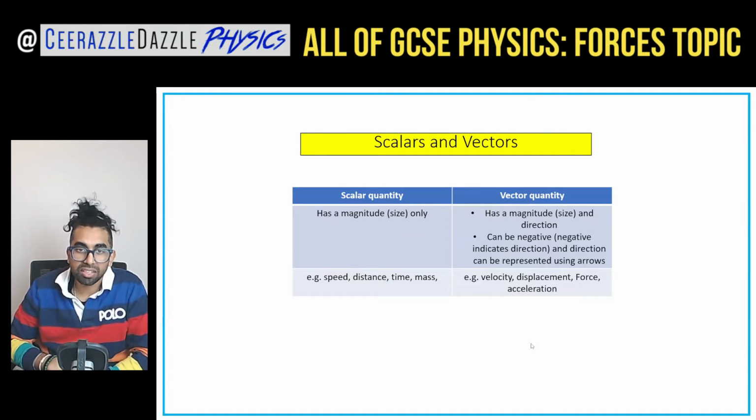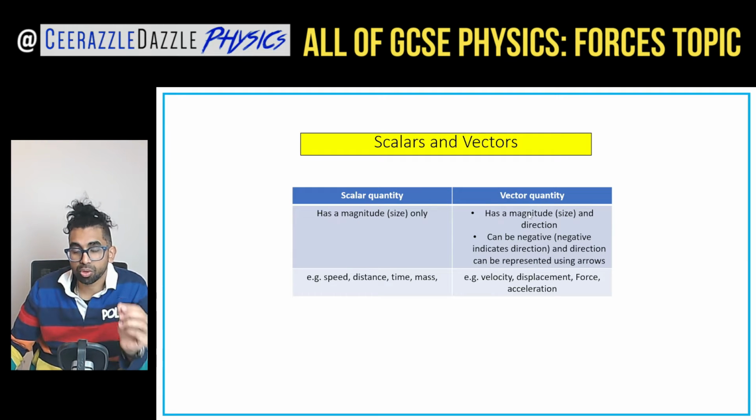Right, so scalars and vectors. There are two types of quantities. One of them is called a scalar and one of them is called a vector. A scalar has magnitude, which means size only, and a vector quantity has magnitude and direction. So it has a size and direction. Vector quantities can be negative and they have a direction, and that direction can be represented using arrows.